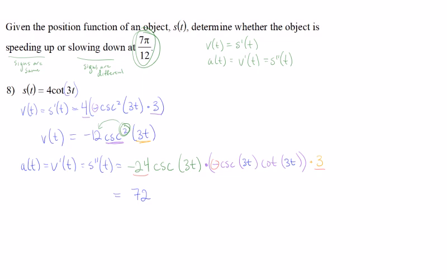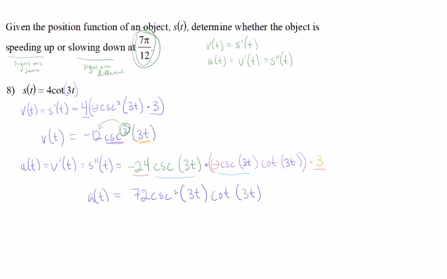I have a cosecant 3t with another cosecant 3t, so that's going to be cosecant squared of 3t. Okay, and then finally multiplied by a cotangent, right? That's the only thing we have left. So cotangent of 3t. All right, so that's our a of t.